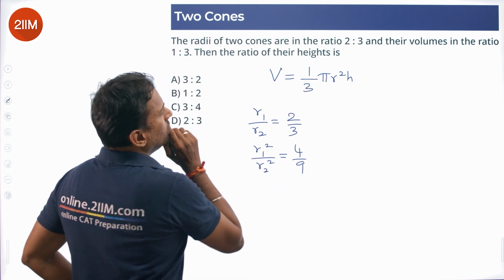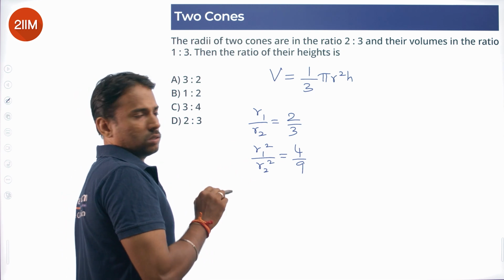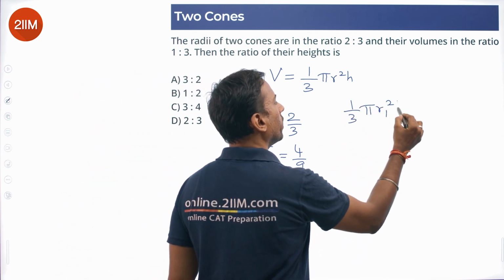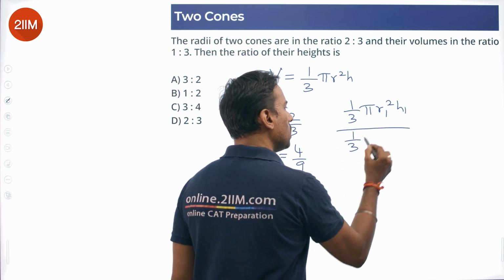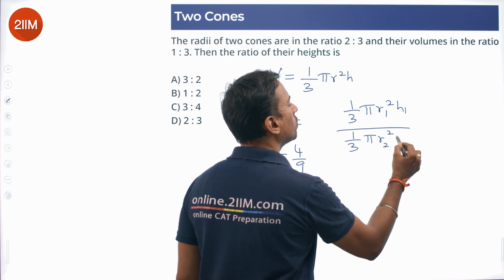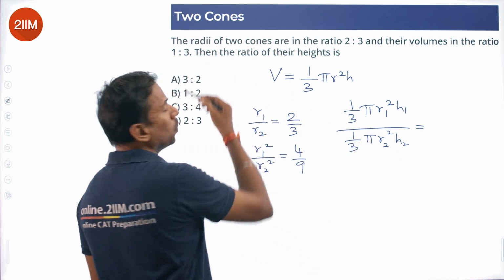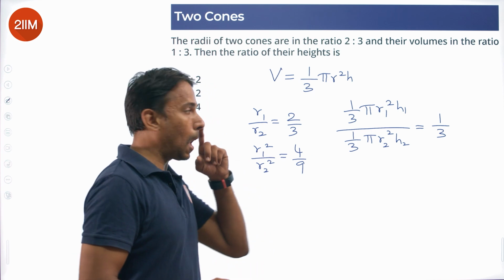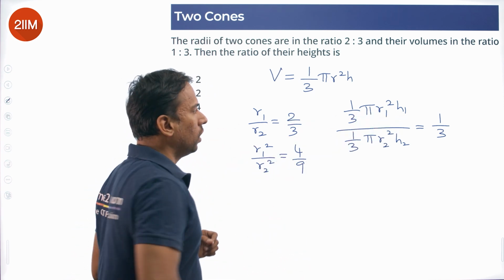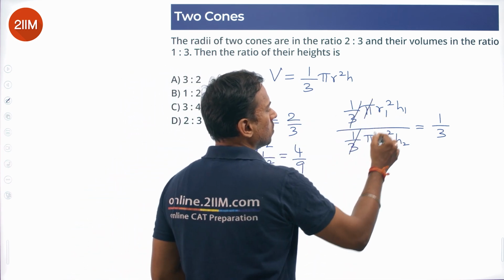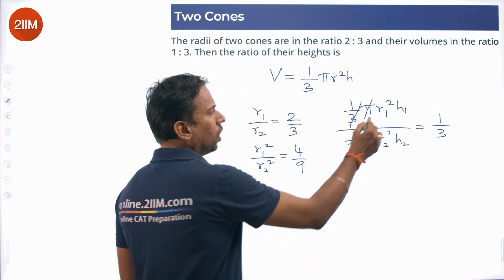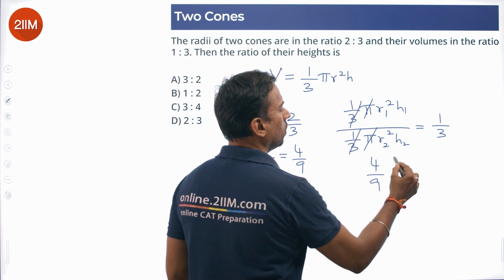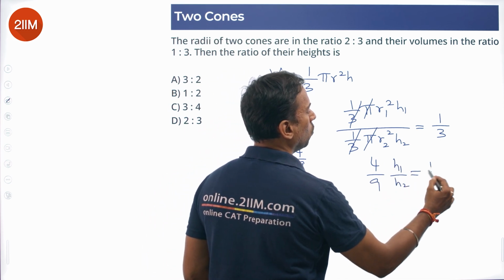Yes, we are just squaring, that's it. Now we are also given the ratio of their volumes. That means (1/3 πr1²h1)/(1/3 πr2²h2) is equal to 1/3, because this is going to be the ratio of their volumes. Now we can cut all these constants. We also know r1²/r2² is 4/9. We'll substitute this 4/9. h1/h2 is equal to 1/3.